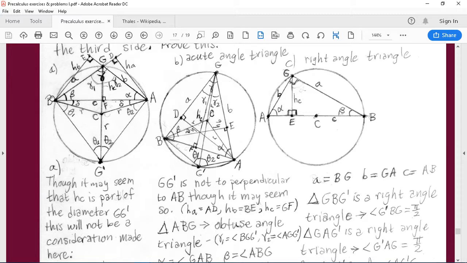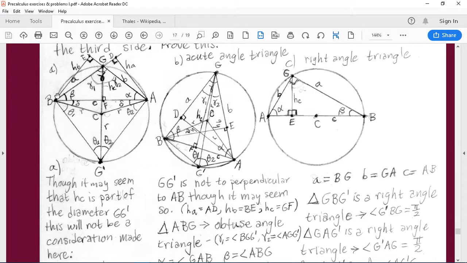Looking at right angle triangle BGG prime, we have that gamma 1 plus theta 1 plus right angle GBG prime equals pi. That means that theta 1 and gamma 1 are complementary, and then gamma 1 equals pi halves minus theta 1. The same we can say for gamma 2 and theta 2: gamma 2 equals pi halves minus theta 2, and we know that gamma 1 plus gamma 2 equals gamma.